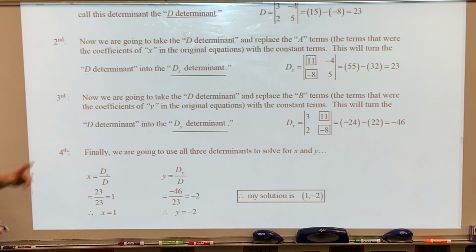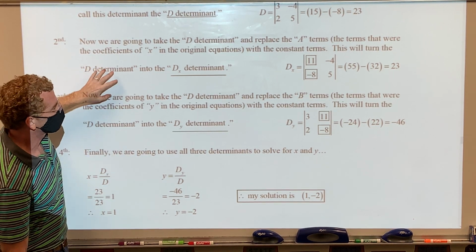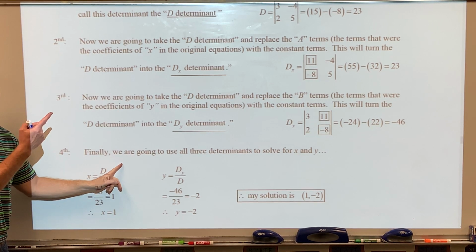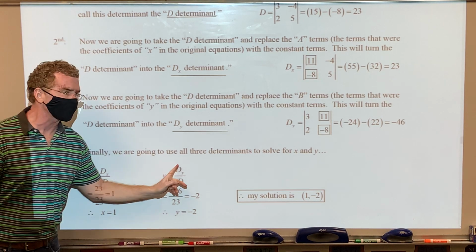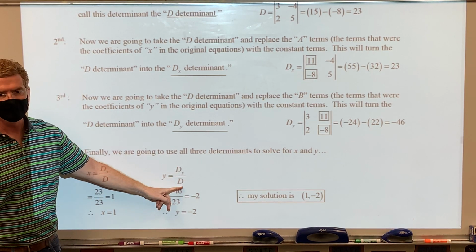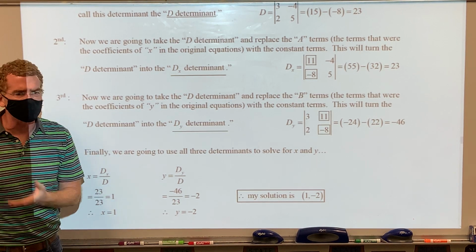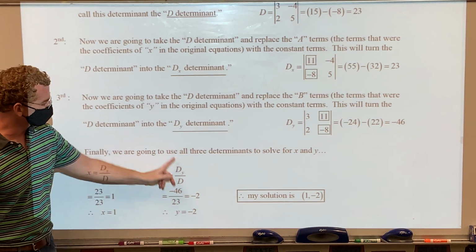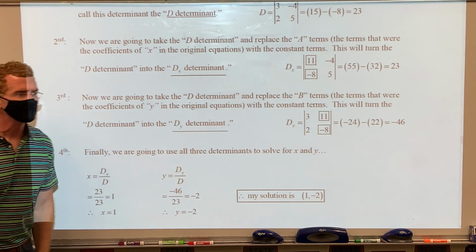And the x will always be the dx that you just found over the d, and the y will always be the dy that you just found over the d. So the d determinant, the one that came from just the coefficients, is always the one that's in the denominator. Okay? And the dx and the dy are the ones that are in the numerator. And then you just do the division and you get your x and y.